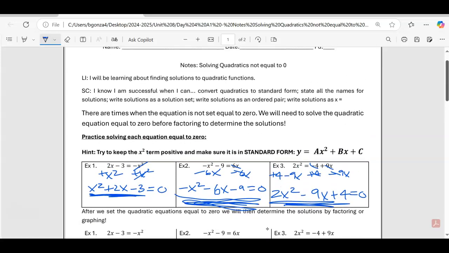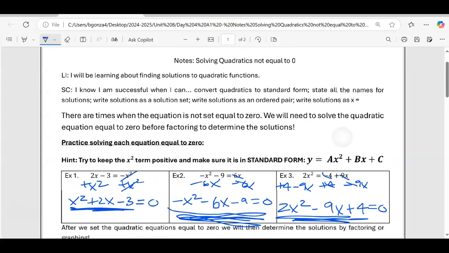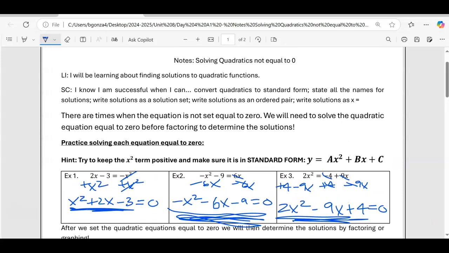All right, here's your notes. Don't those examples look like what we just did? Because they are. Okay, so rewrite it down. And I'm going to read this to you. There are times when the equation is not set equal to 0. You need to solve the quadratic equation equal to 0 before factoring or using the calculator to determine the solution.